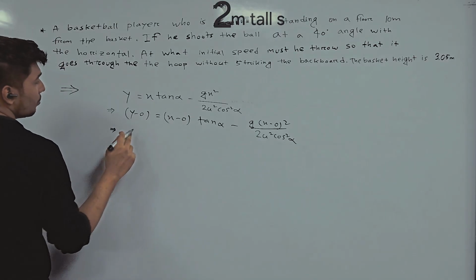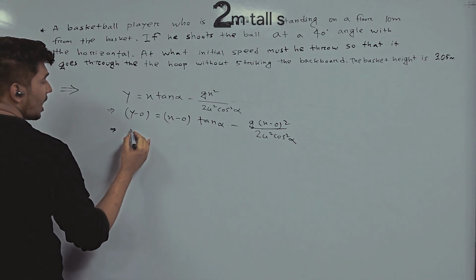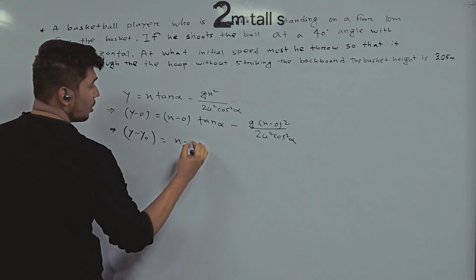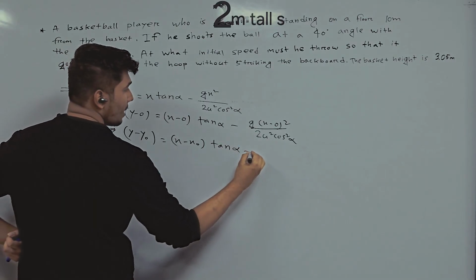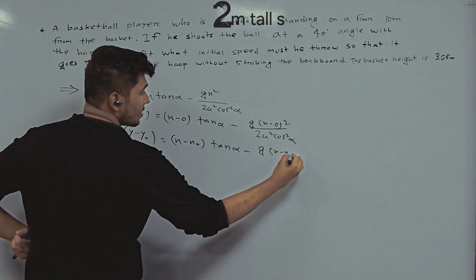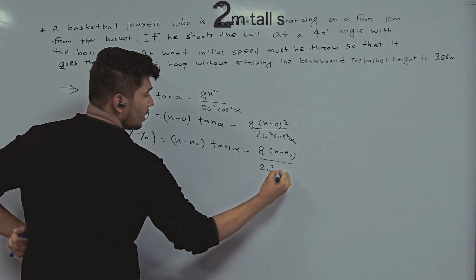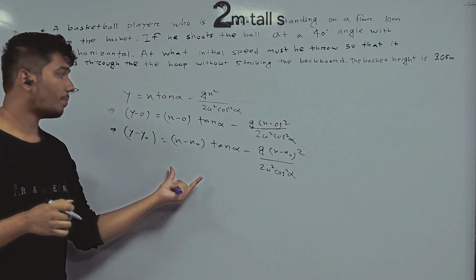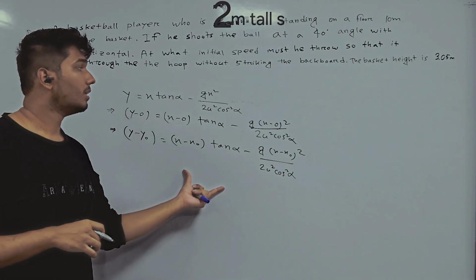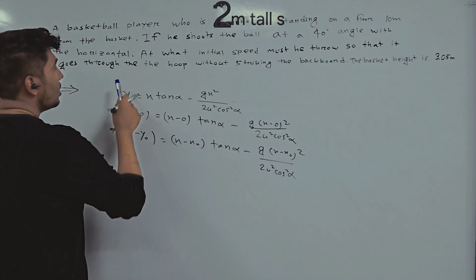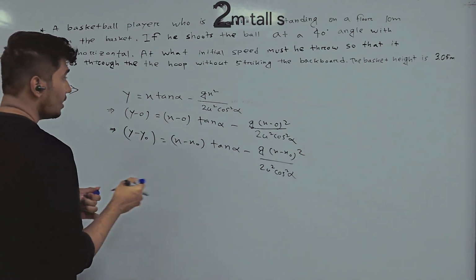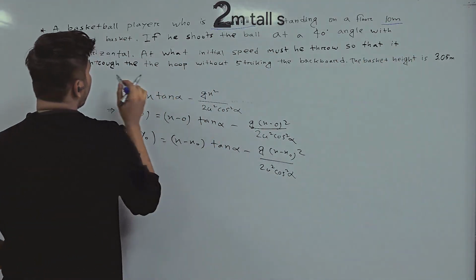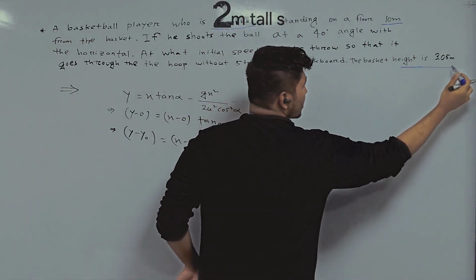Now we can substitute the 0 with our determined point. So y minus y naught is equal to x minus x naught tan alpha minus g into x minus x naught whole square divided by 2u square cos square alpha. I hope you guys got the point of how I came to this equation. Now I would like to draw the scenario for this numerical. Here you can see a 2 meter tall guy, the horizontal distance is 10 meter, and the height of the basket is 3.05 meter.